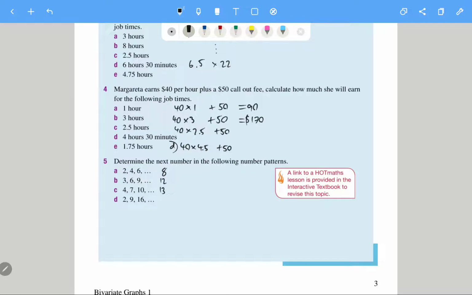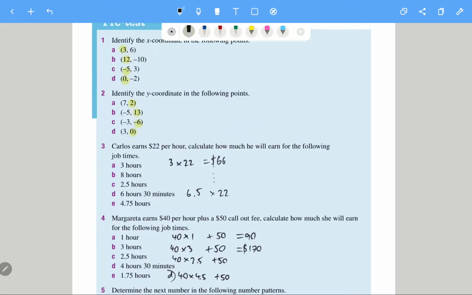2, 9, 16. Once again, this is not a pattern we know, but 2 plus 7 gives us 9, and 9 plus 7 gives us 16. So plus 7 again, and we get 23. And those are the same answers as the one at the back.